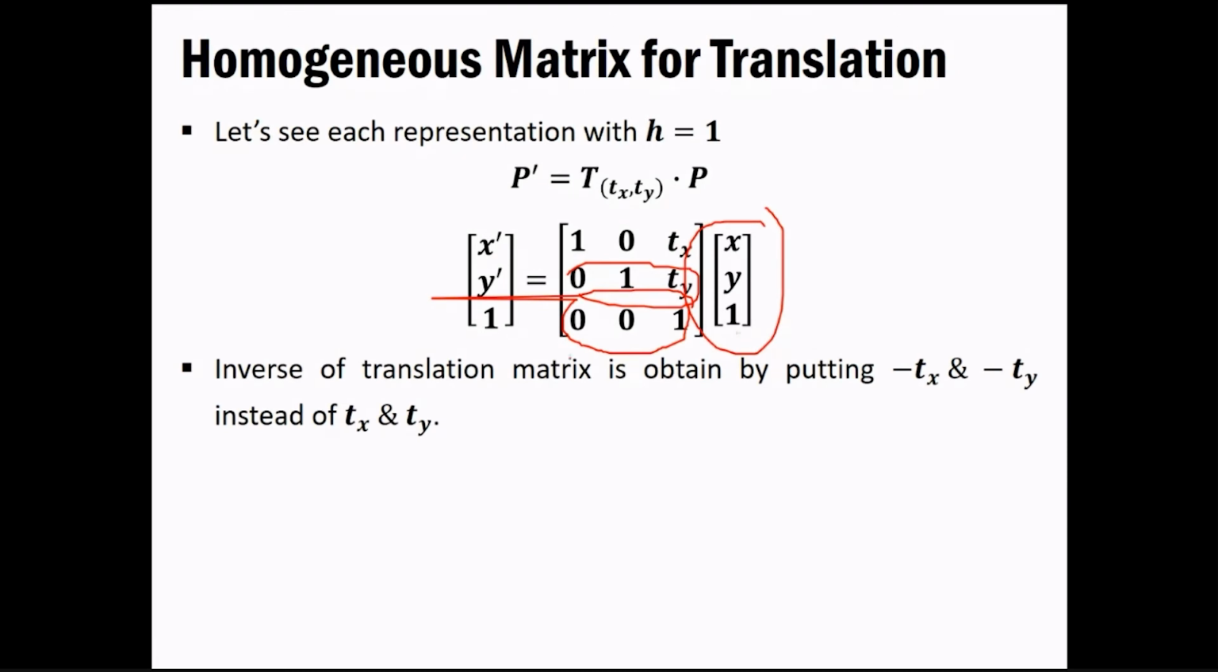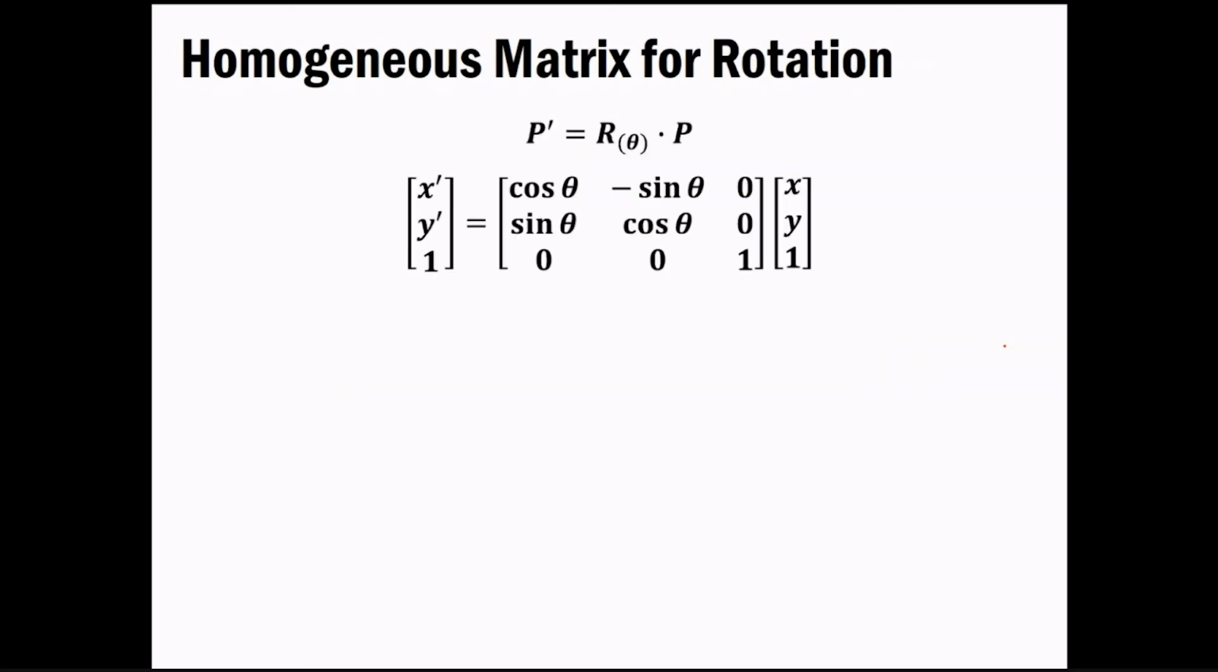Similarly, the inverse of the translation matrix is obtained by putting a minus sign over the translation parameters. So we have two things over here, tx and ty. If we want to achieve the inverse of the translation matrix, then we can just simply put a minus sign over those. Now a similar thing is to be applied to the rotation matrix.